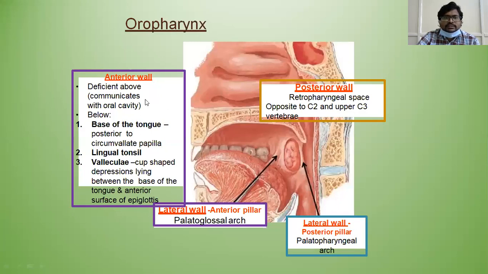Now, to summarize, you can see the anterior wall is deficient. It opens into the oral cavity. Below, it is bounded by the base of the tongue, lingual tonsil, and vallecula. Vallecula is nothing but a depression present between the base of the tongue and the epiglottis. The lateral wall is formed by the tonsillar fossa and tonsil. The posterior wall is formed by the mucosa covering C2 and C3, and beyond the mucosa you can find a space known as the retropharyngeal space.